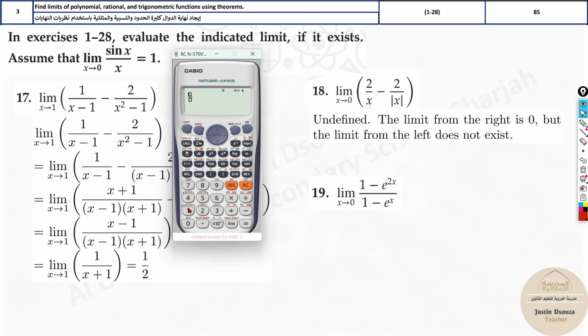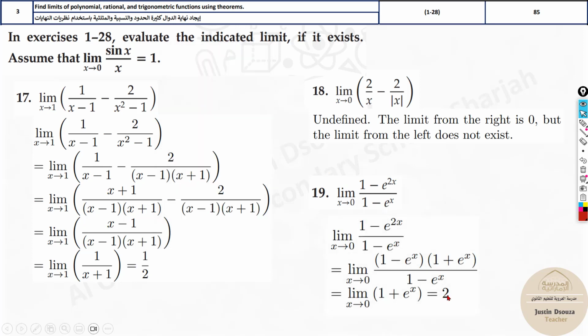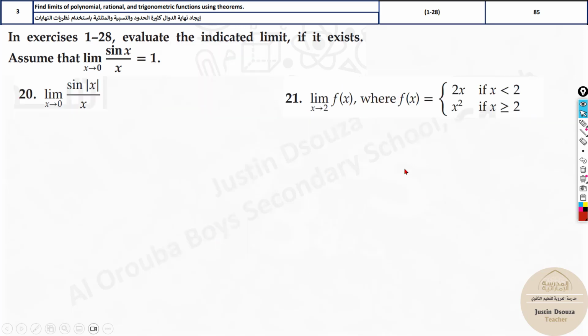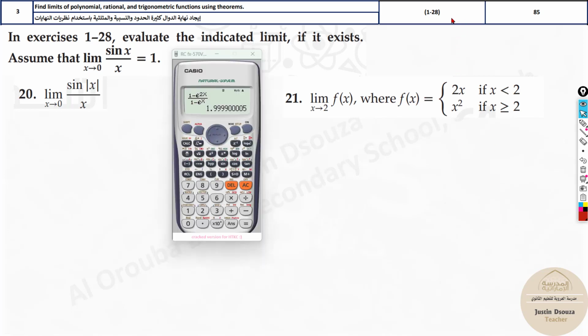Now let's try this one as well. 1 minus, shift and this natural logarithm symbol, e to the power 2 alpha x divided by 1 minus e to the power x. And the x value is what? 0.001. I'm doing the positive side first. It's 2. Let me calculate at negative 0.001. And again, it's 2. 1.99 corresponds to 2. So the answer is 2 here. Very straightforward. Now we will do these problems.